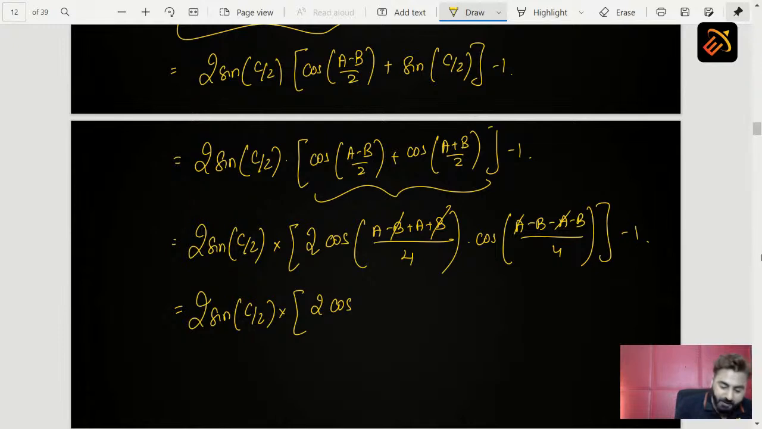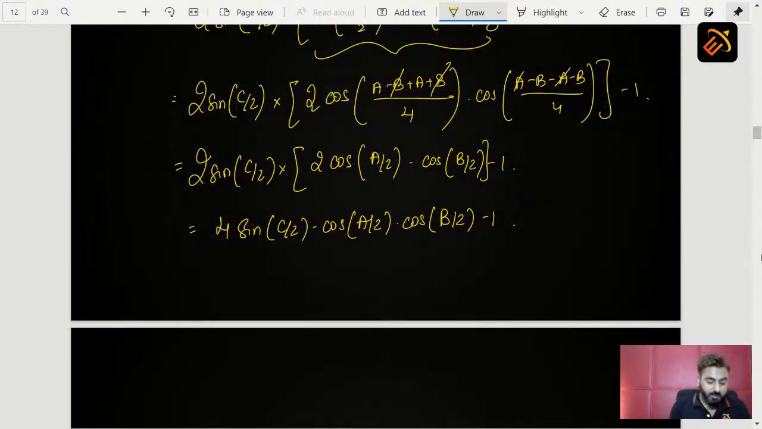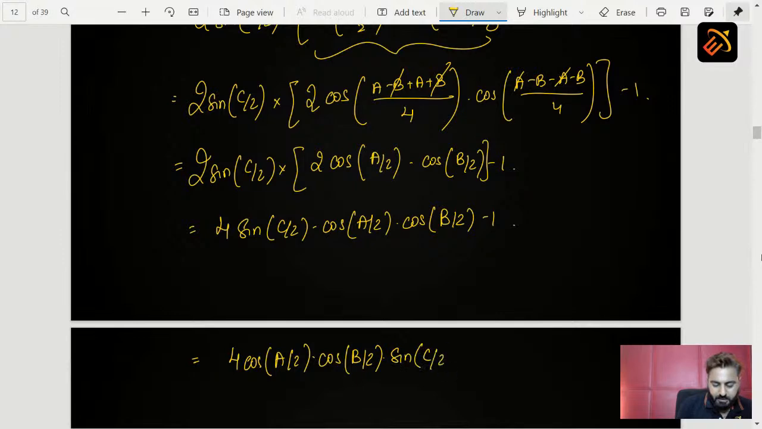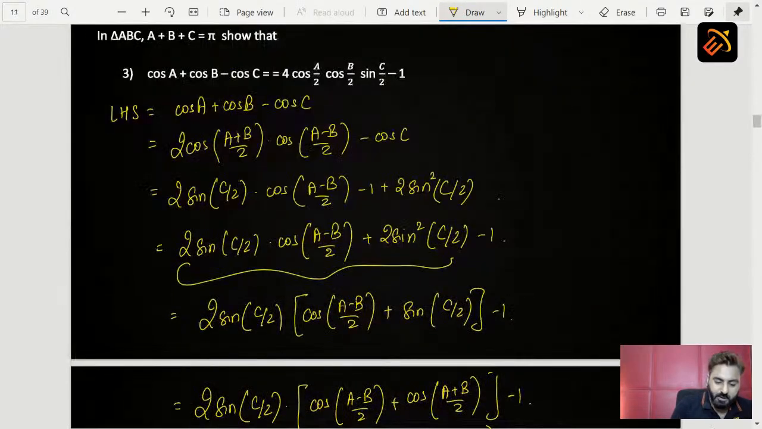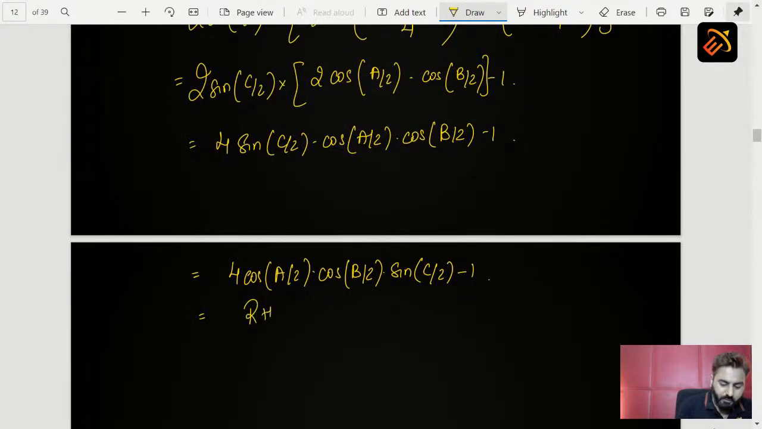So in the next step we get 2 cos A by 2 into cos B by 2 minus 1. Now when we multiply, what do we get? So we get 4 sin C by 2 into cos A by 2 into cos B by 2 minus 1. So when we rearrange these terms, we get 4 times cos A by 2 into cos B by 2 into sin C by 2 minus 1, which is ultimately equal to what? Your right hand side. So this is equal to RHS, and this is how we solve our sum.